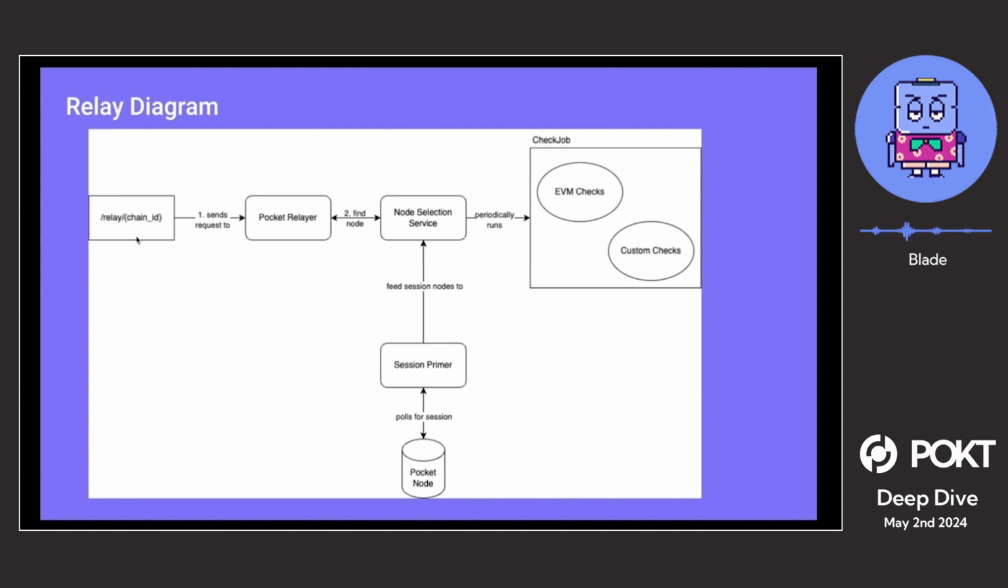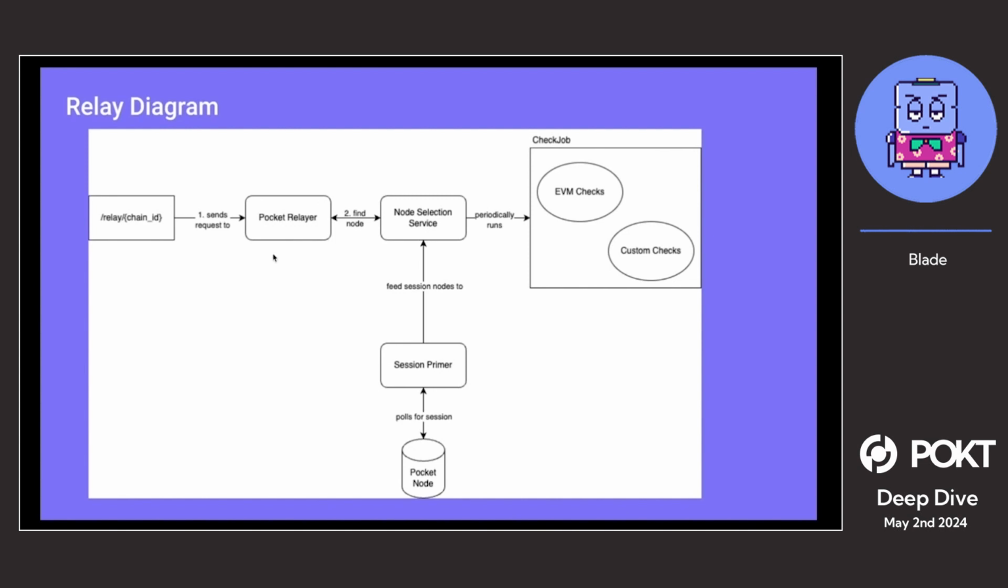And then whenever you actually send a request over to the network, all these things happening with the node selection service and session primers happen asynchronously. And by the time you actually send a request over to the gateway server, we already have a healthy node for you.